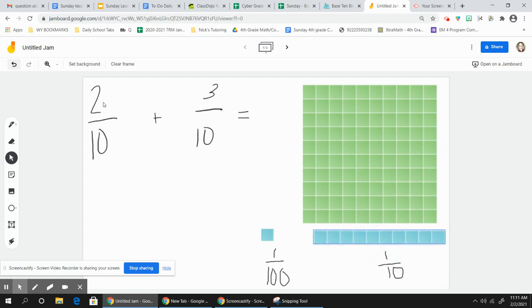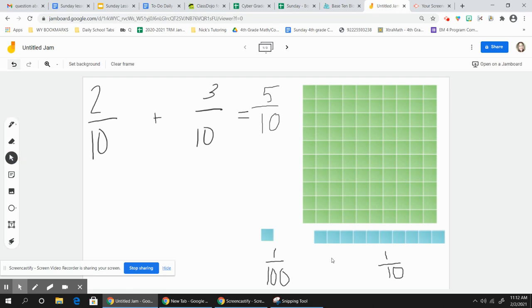So let's look at this equation. We see 2/10 plus 3/10 equals what? We've been learning over the past couple weeks that when we're adding fractions with like or common denominators, we do not add the denominators. So we'll add across the top our numerators. 2 plus 3 equals 5, and our denominator stays the same. So 2/10 plus 3/10 equals 5/10.